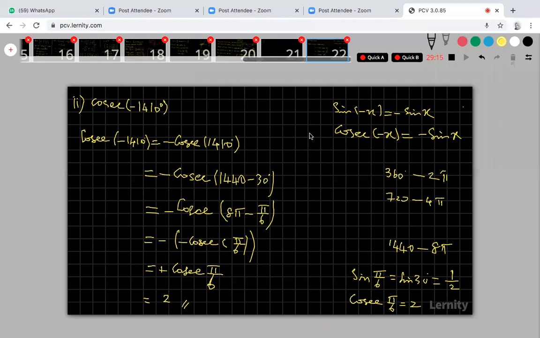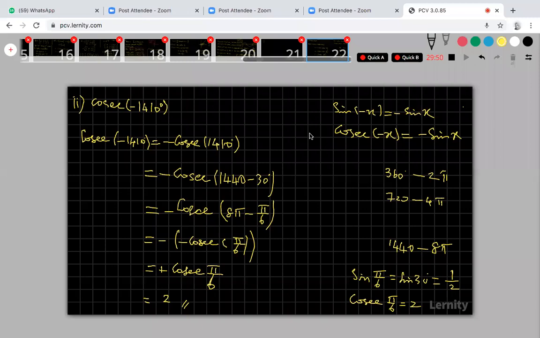What is pi by 3? Pi by 3 means 60 degrees. What is the tan 60 value? That is root 3. Your tan 60 value is root 3. So your tan of pi by 3 is root 3 only, right? Yes, please take the next one.